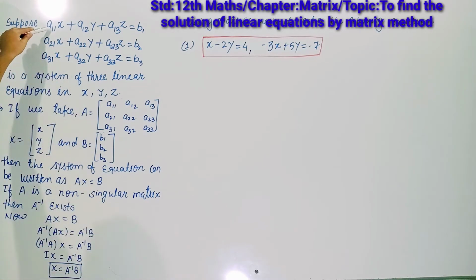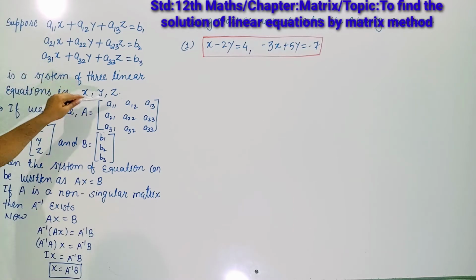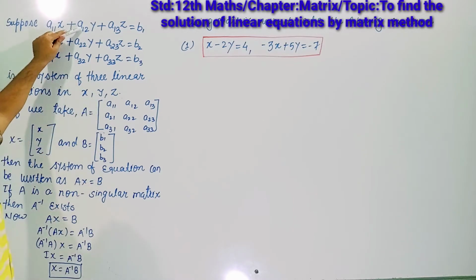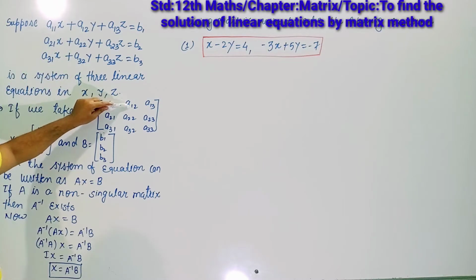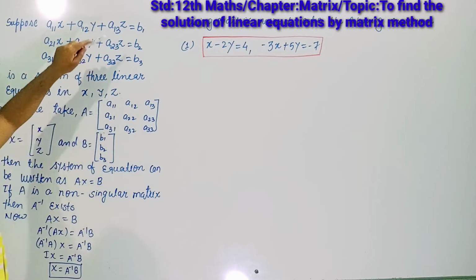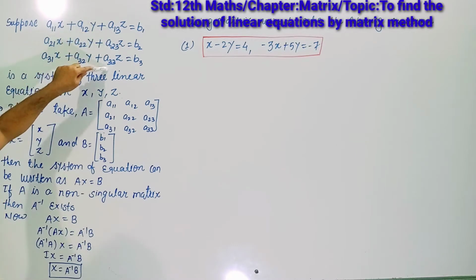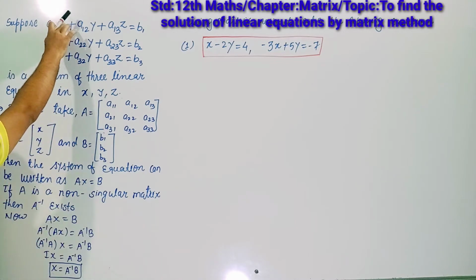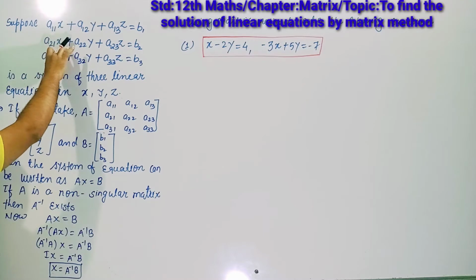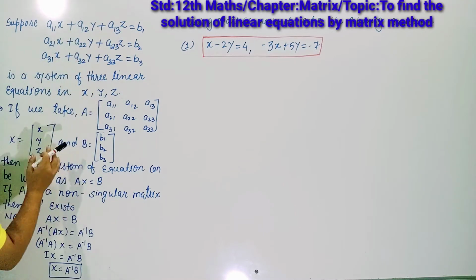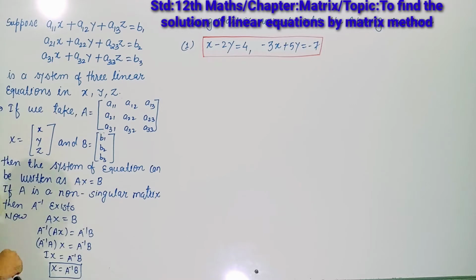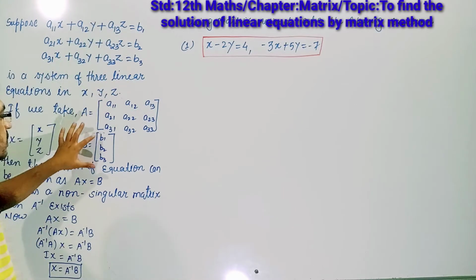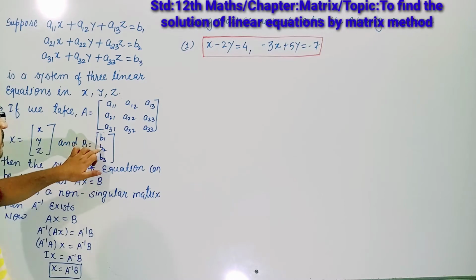Sequentially you can write a11, a21, a31, then a12, a22, a32, and similarly a13, a23 and a33. And these are the coefficients of x, y and z respectively. So we can write the variables x, y and z as a matrix, and b1, b2, b3 as another, constant matrix.